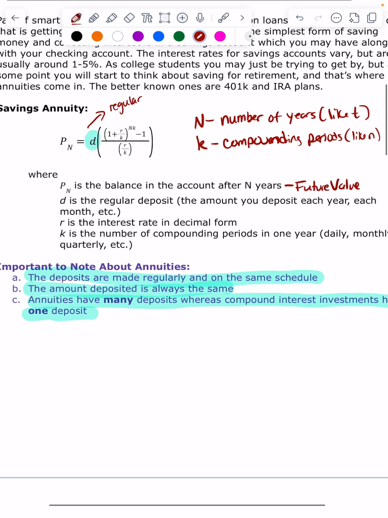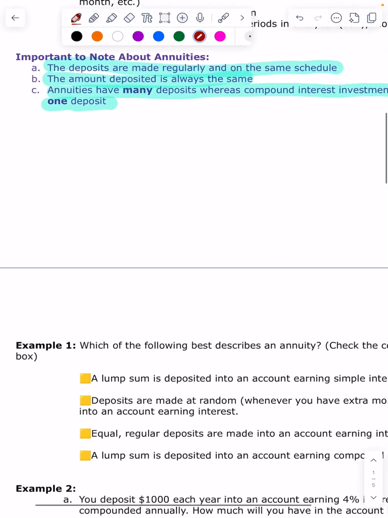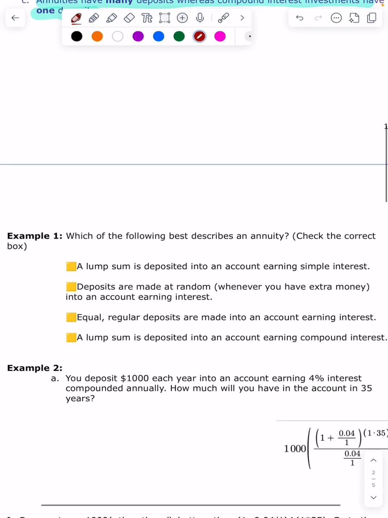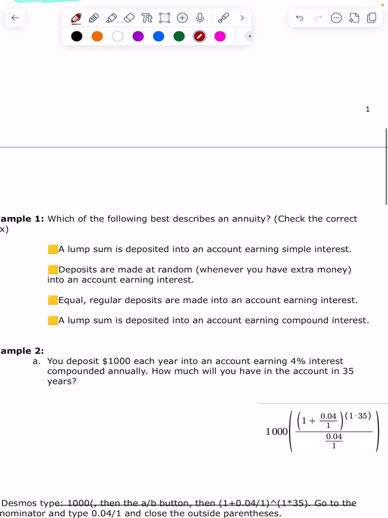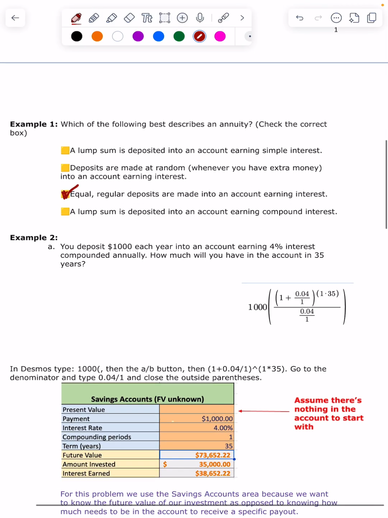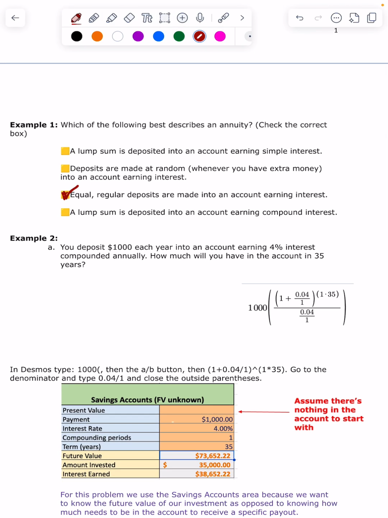Okay. So let's do an example and get some practice with this. Which one of the following best describes an annuity? Check the correct box. A lump sum, no, because we talked about how it's deposits. Deposits that are made at random whenever you have extra money, no. The deposits have to be regular. Equal regular deposits that are made into an account earning interest. Yes, that's the one. That's what an annuity is.